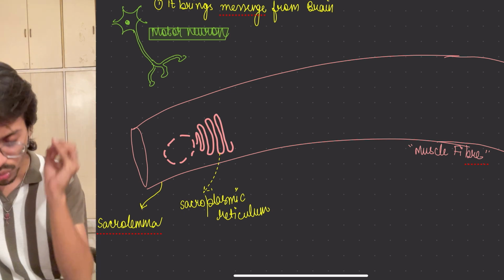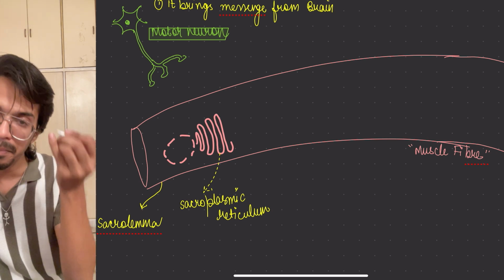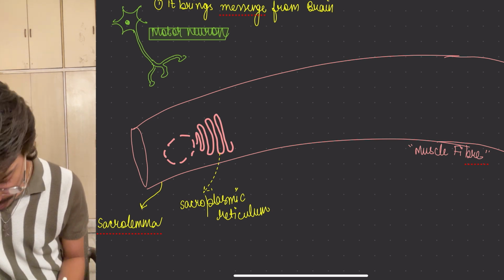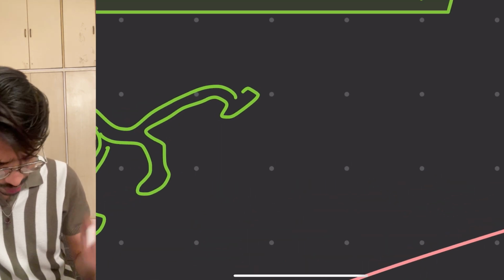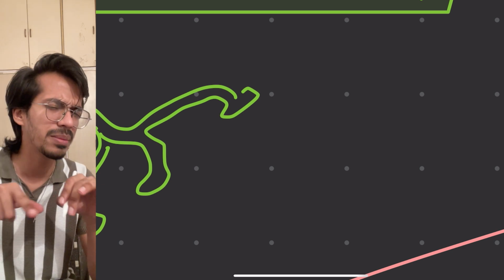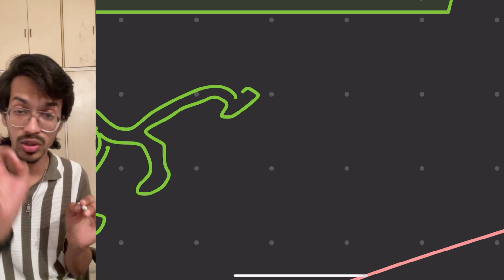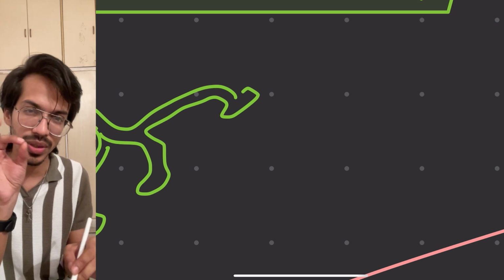Coming back, a motor neuron is bringing a message from the brain. Now what will happen? If you remember a little bit about depolarization and repolarization, those terms will come. If you're not able to understand, we will do that in one of the videos, because that is also important. Then you can come back and see this video again, but here just try to understand the basics.